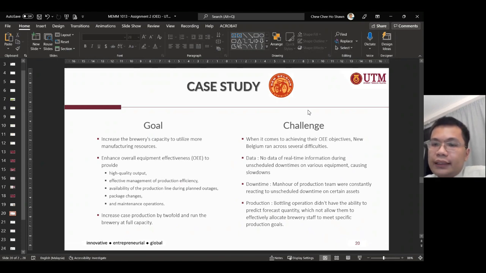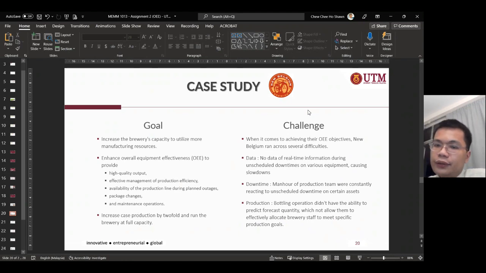The challenge they faced in achieving a high OEE was, first, the data. Based on manual recording, no real-time information on unscheduled downtime on various equipment and the slowdowns it caused was actually recorded. The downtime also split their manpower, and the production team needed to constantly react to unscheduled downtime on certain assets rather than putting man hours into maximizing the output.